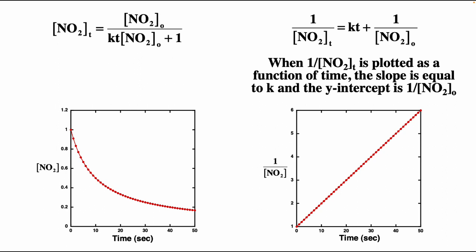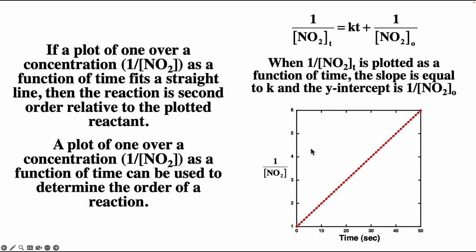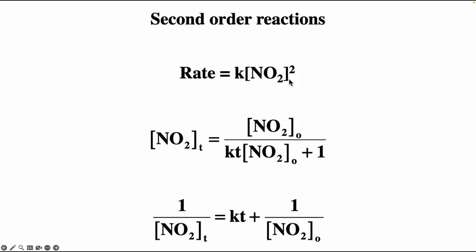So just like if you plot the natural log of the concentration as a function of time, if that's a straight line, then it tells you that's a first order process. And so this is a way of determining if a reaction is second order relative to one of the reactants. For second order reactions, remember the concentration is squared, and we have concentration as a function of time here, and 1 over the concentration as a function of time gives us a straight line with a slope of k.